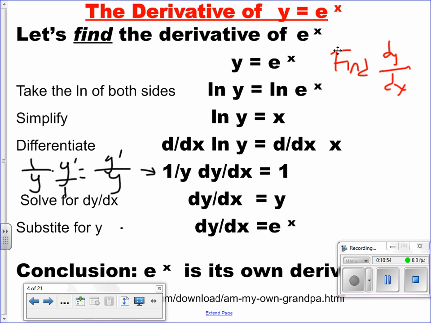E to the x. What? The derivative of e to the x is e to the x.